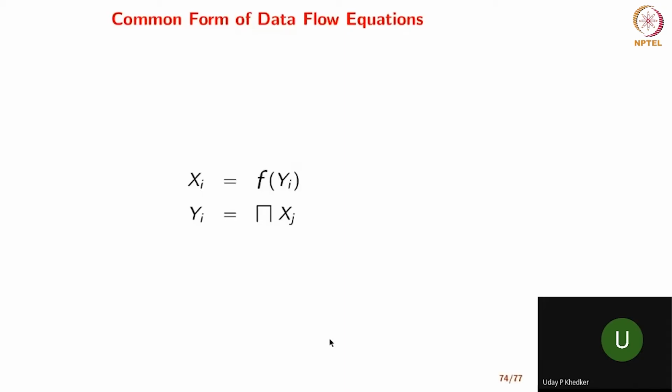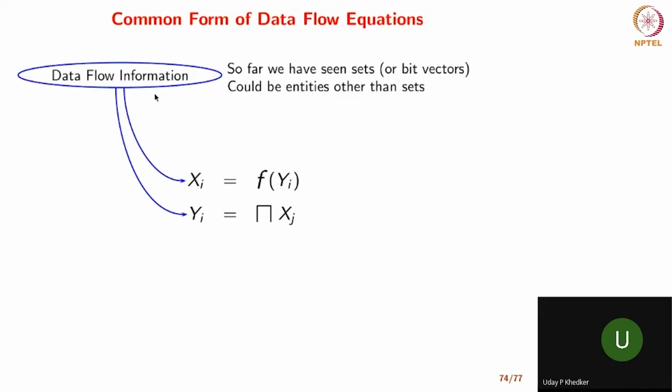Okay, first of all, the data flow equations have a common form. So we have data flow variables defined in terms of xi equal to f of yi, and yi is equal to meet of xj. Because this could be both intersection and union, we choose a different symbol for it. Now this xi could be in I, xi could be out I. So xi could be in I, yi could be out I. Alternatively, yi could be in I, xi could be out I. Doesn't matter. But at an abstract level, it's still the same.